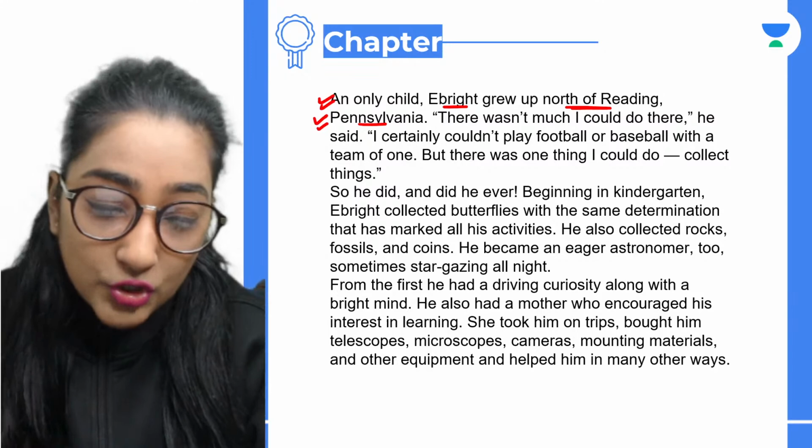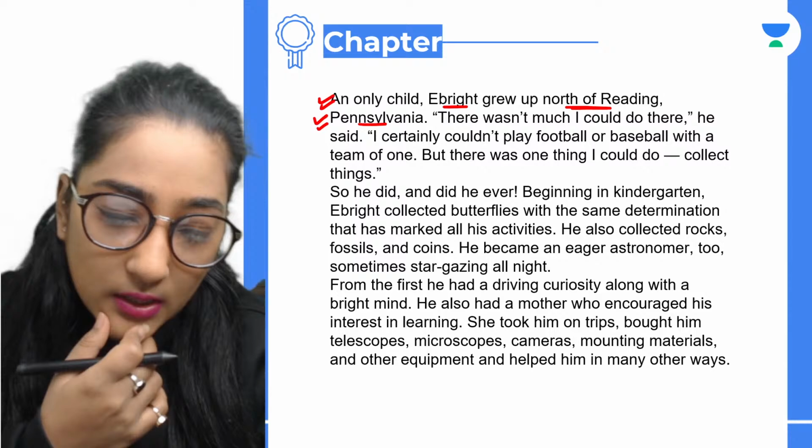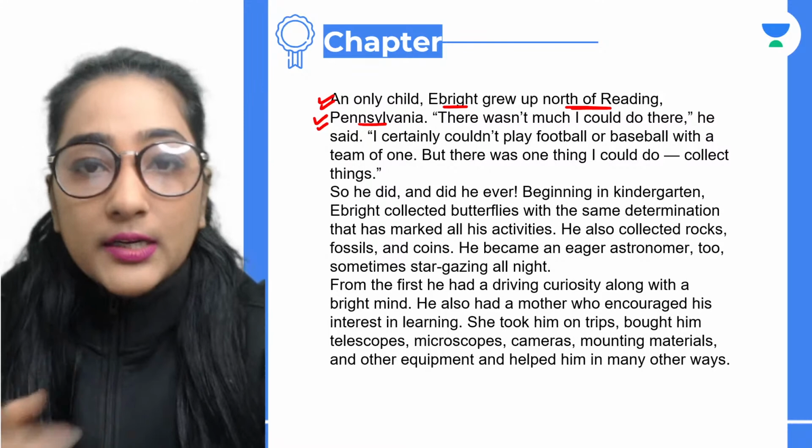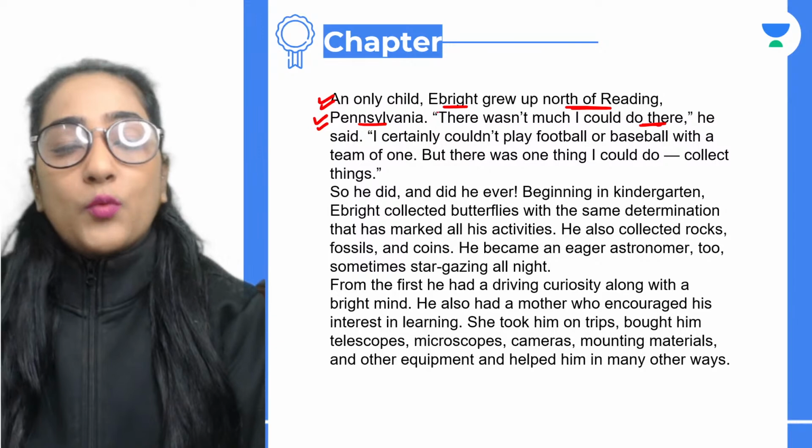All right, so leader, what didn't you understand? I had made it so clear. What didn't you understand? Let me know about that clearly. There wasn't much I could do there. He is saying, वहाँ पे मैं ज़्यादा कुछ नहीं कर पाता था. What does this show, guys?